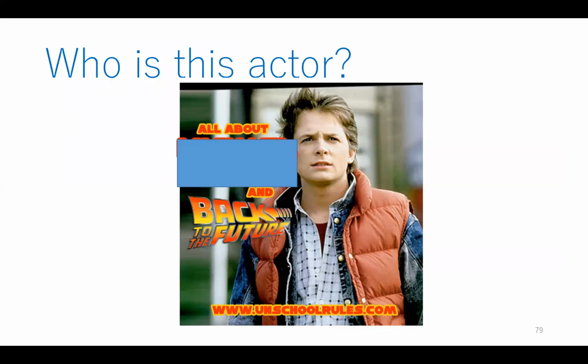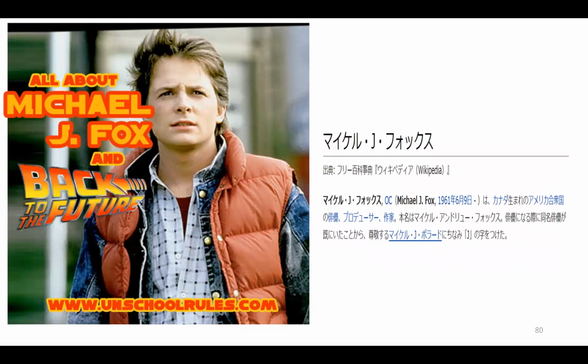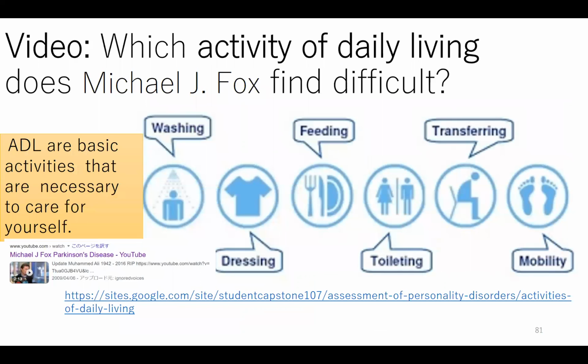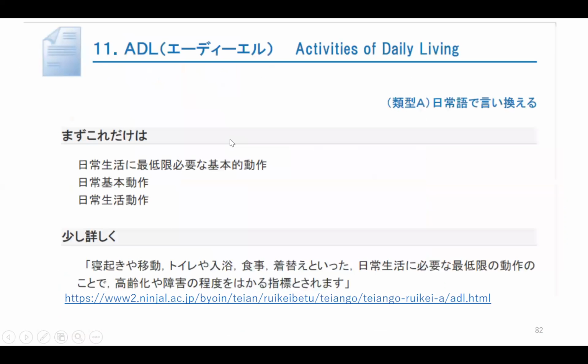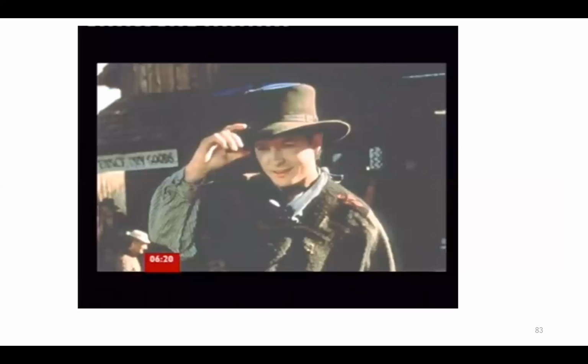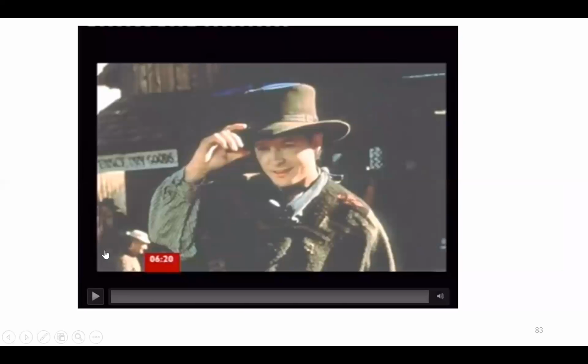And then we come to the end of this section. I ask, who is this actor? Some of them know Michael J. Fox, Back to the Future. Then I show them a video and ask a question: which activity of daily living does Michael J. Fox find difficult? Activities of daily living are what you need to look after yourself: washing, feeding, going to the toilet. And I show this video. I'll just show a little bit.